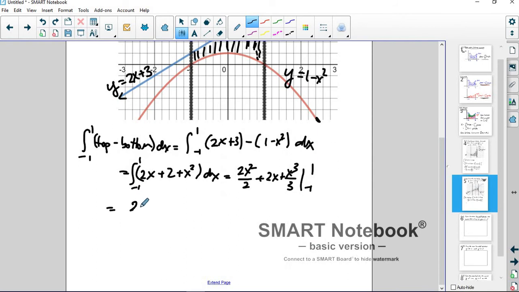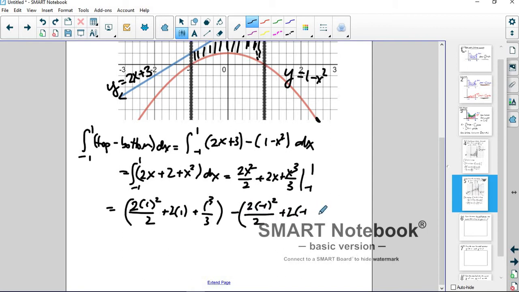And if you plug the 1 in everywhere, and if you plug in the -1 everywhere, all right, subtracting 2 times -1. Be careful with your signs, guys. Use your calculator for this stuff, okay, and be smart about this. Let it do the work for you.